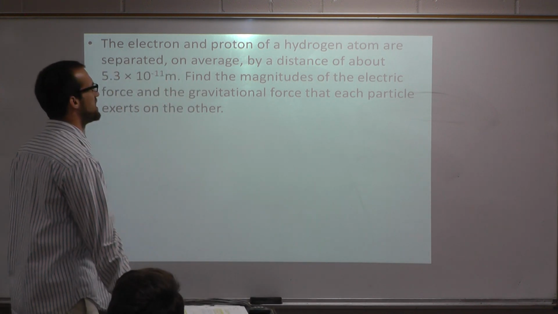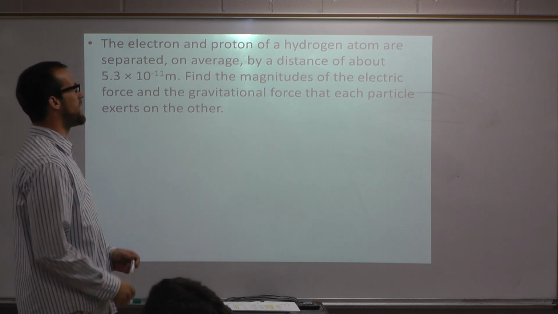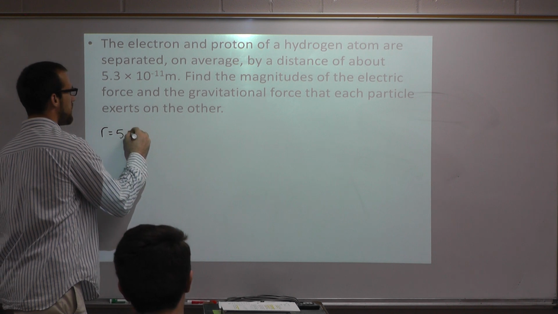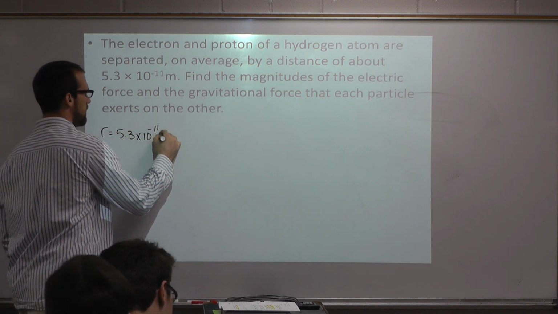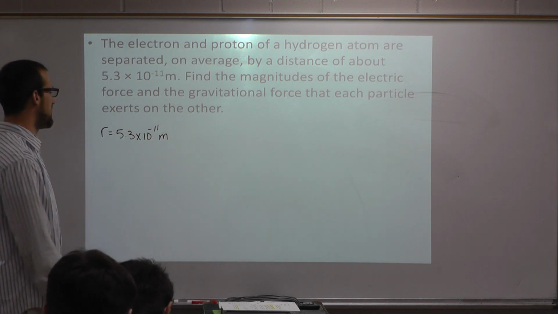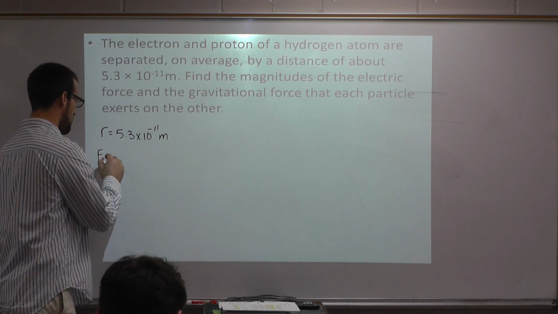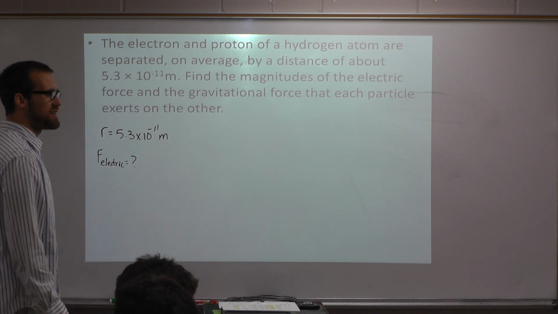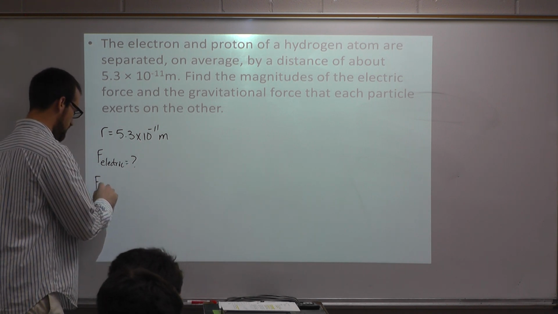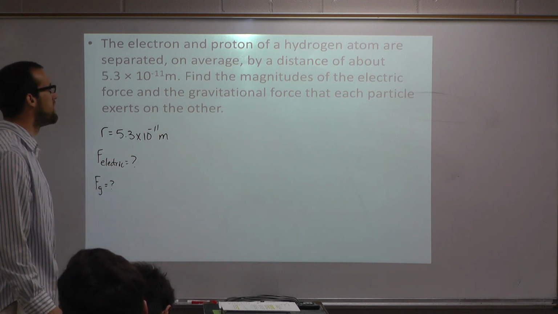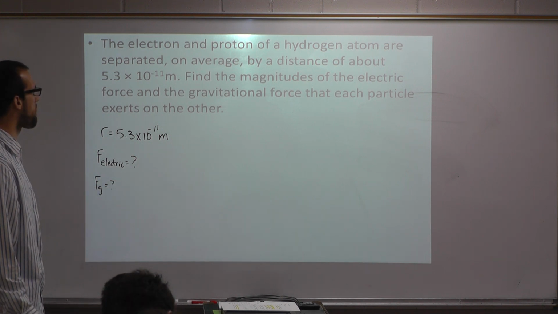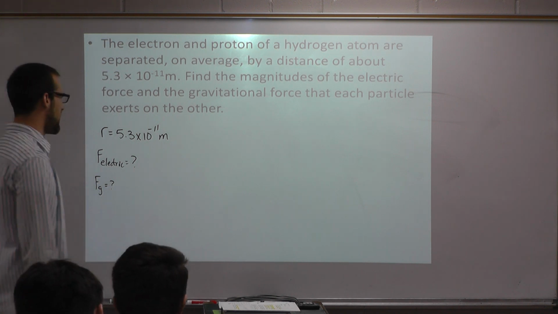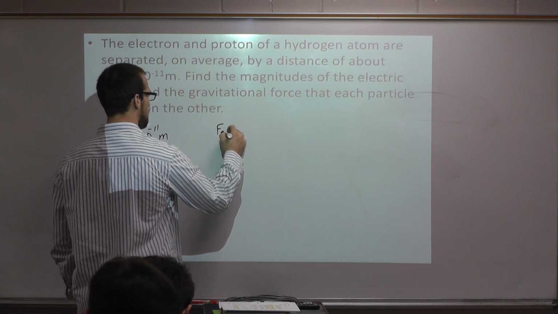Basically, the electron and proton of a hydrogen atom are separated on average by a distance of... Find the magnitude of the electric force and the gravitational force. Here's the constant for gravity, 6.67. So we have our F electric.